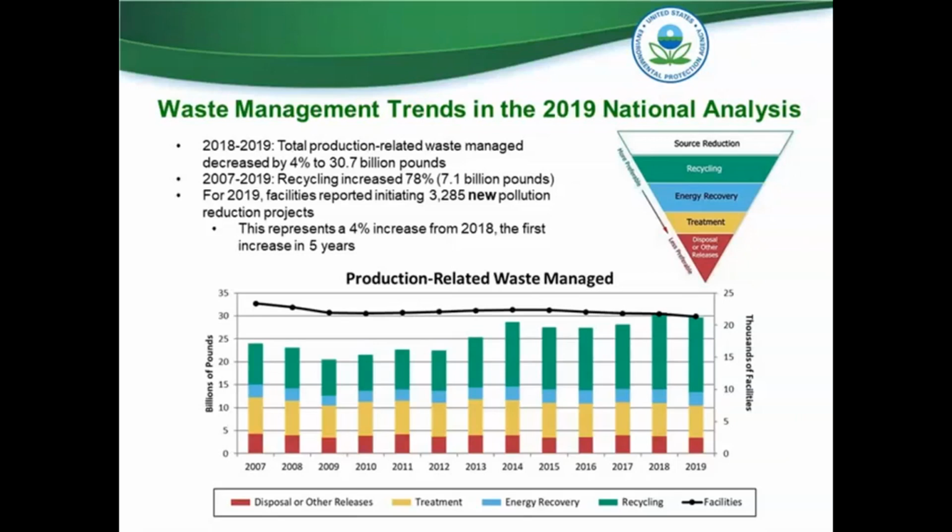So as I mentioned earlier, in 2019, the total production-related waste managed decreased by 4% to 30.7 billion pounds. Since 2007, recycling has increased by 78%. And in 2019, facilities reported over 3,200 new pollution reduction projects, which is a 4% increase from 2018, and the first time that that number has increased in 5 years, which is very exciting to see.